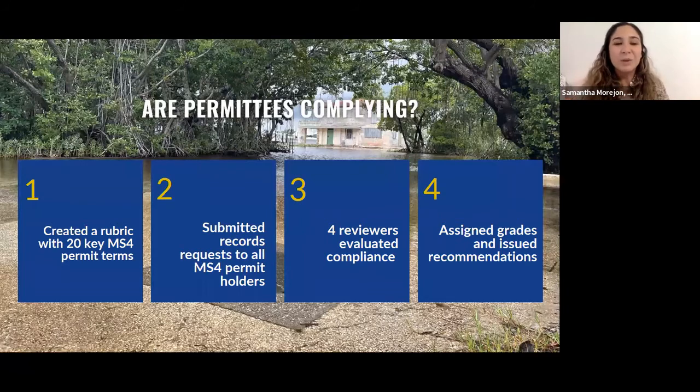We created a rubric with 20 key MS4 permit items, but it should be noted that these items are not entirely what's required in the permit. It's just 20 key items that we thought should always be complied with. We then submitted records requests to each MS4 permit holder. Permittees were evaluated based on the self-reported data and research from the state's database.